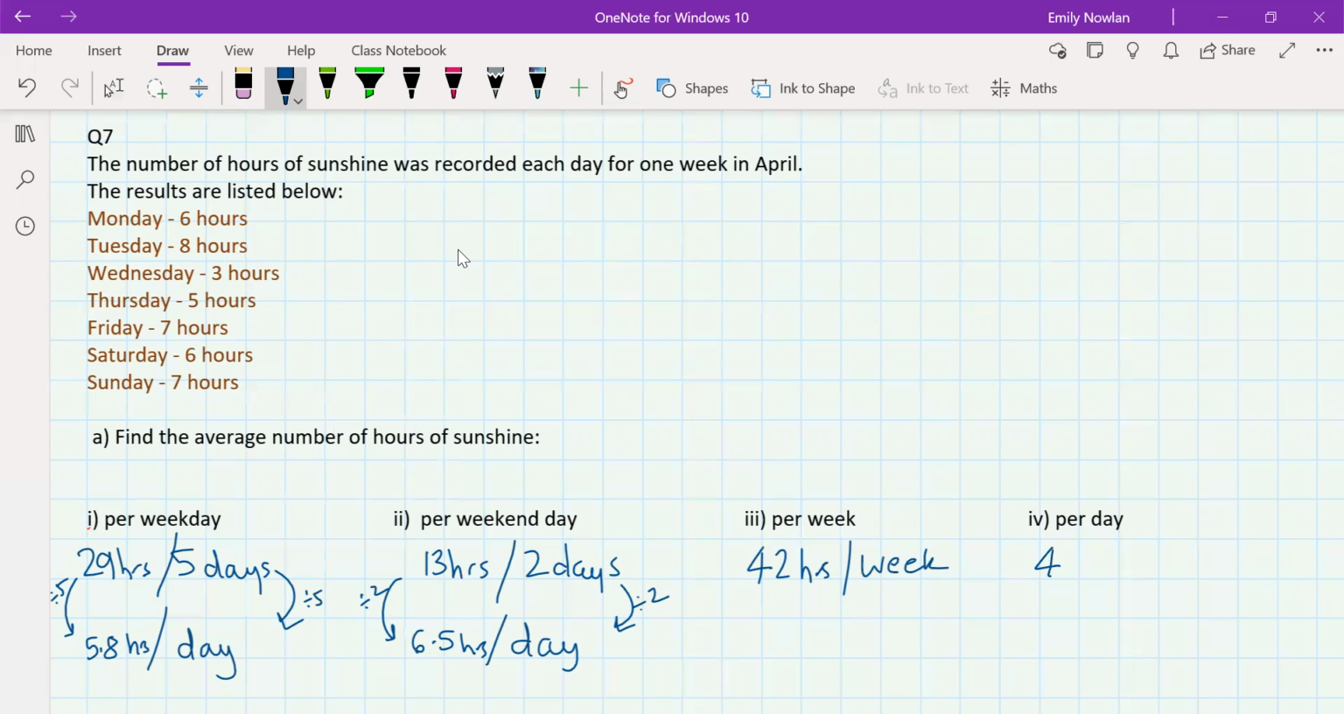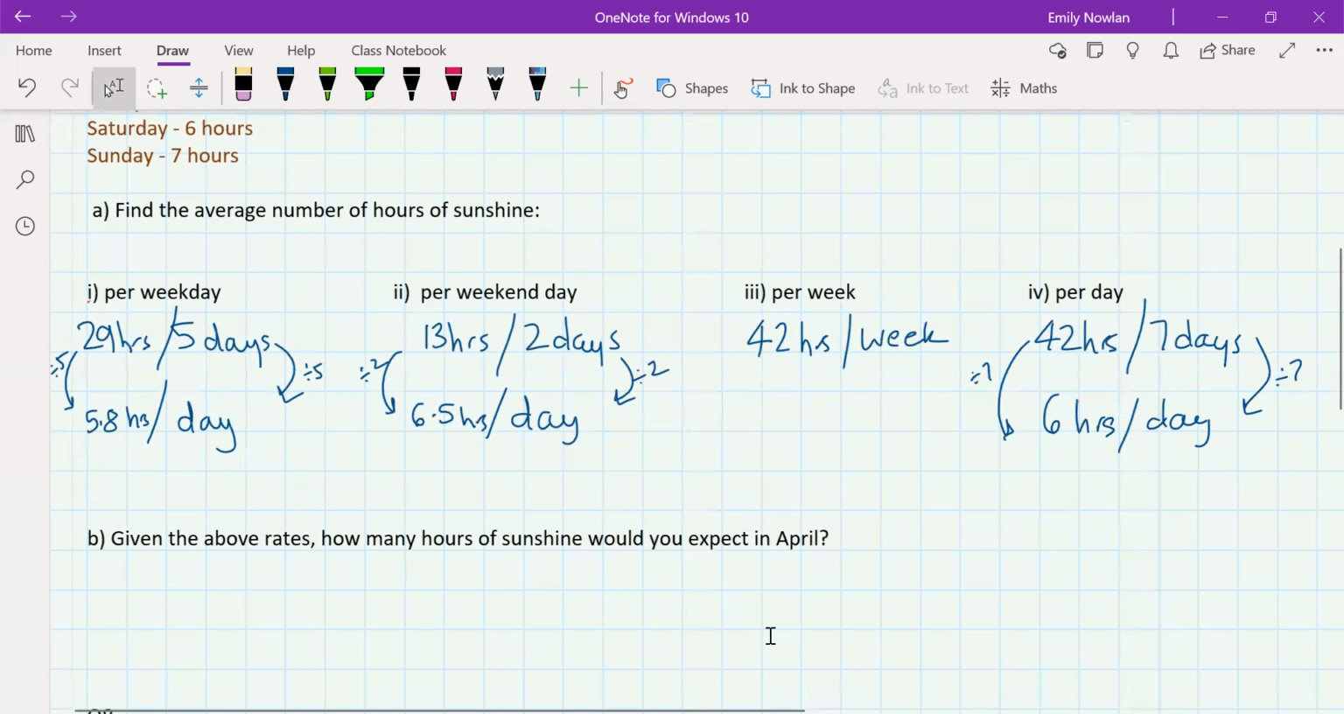Whereas for the per day, we've got the 42 hours, but how many days did we take it over? 7 days, and we want it down to per day. So we've got to divide by 7, do the same over here, divide by 7. 42 divided by 7 is 6 hours per day.